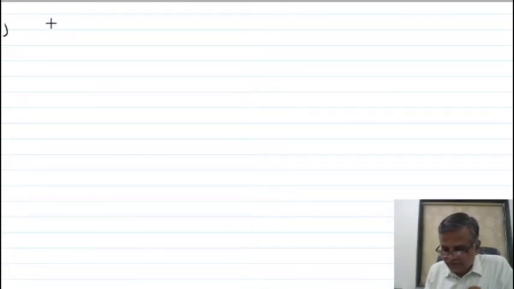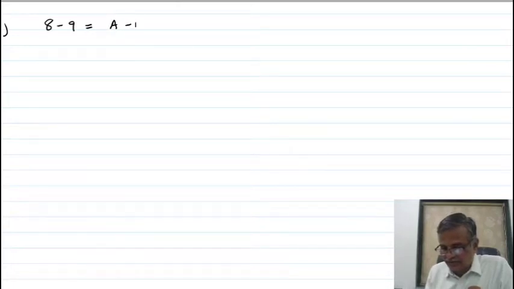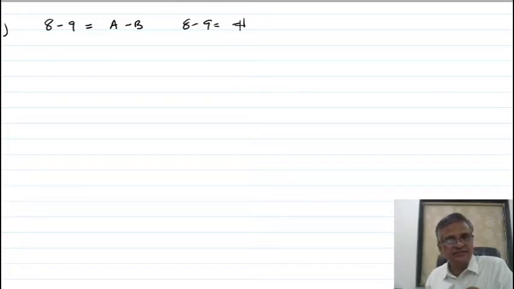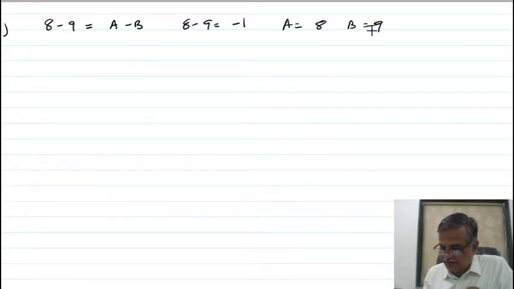First we are doing 8 minus 9. So you can say it is A minus B. 8 minus 9 is, you know, minus 1. Okay, so let us solve this problem with the help of the 2's complement method. Here A is 8 and B is 9. So 8 minus 9 is nothing but 8 plus the 2's complement of 9.